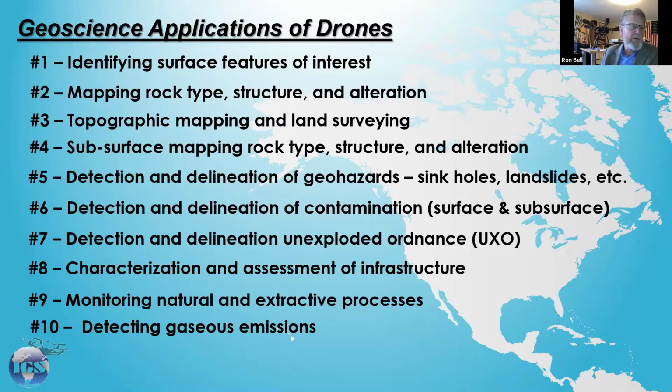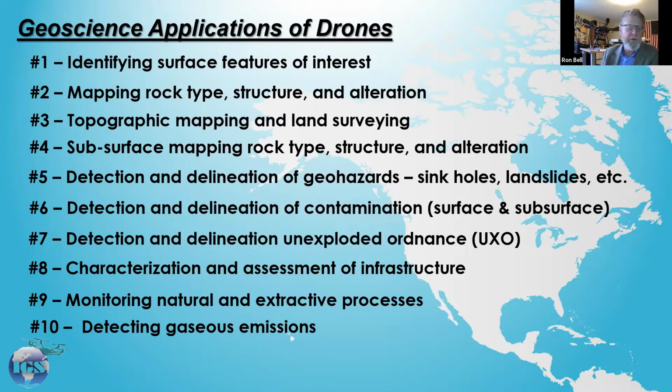Also magnetometry, and that's really the surface part, the topographic mapping and land surveying, and then subsurface, that's where we're using the magnetometry to map the rock type, structure, and alteration. And then we can detect and delineate geohazards, things like sinkholes and landslides, detect and delineate contamination, either on the surface or in the subsurface. We can detect and delineate unexploded ordnance.